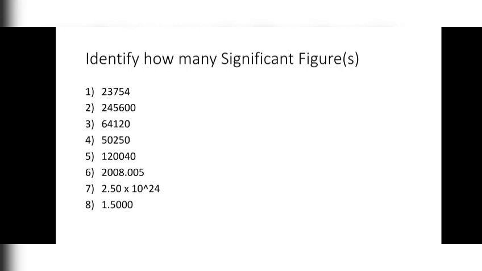For number 7, we have the m times 10 raised to the power of n here. So we only look at the m, which is 2.50. Now it's greater than 1, so the 0 is also counted. So we have 3 significant figures over here. And the last one, we have 1.5000. So 1.5000 is greater than 1, so it's all counted, so it's going to be 5 significant figures.